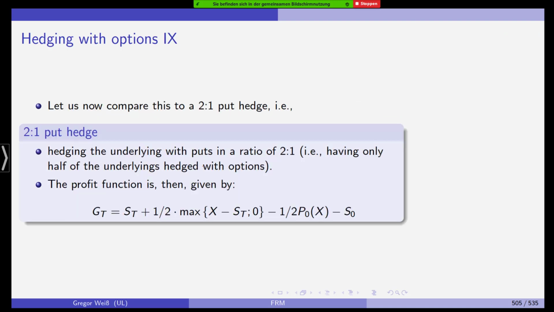Now, opposite direction, the 2-to-1 put hedge. So we are using 2 underlyings and 1 put. Could also have called it a 50% put hedge. It's a 2-to-1 put hedge.